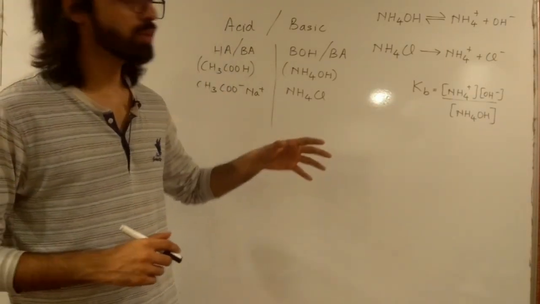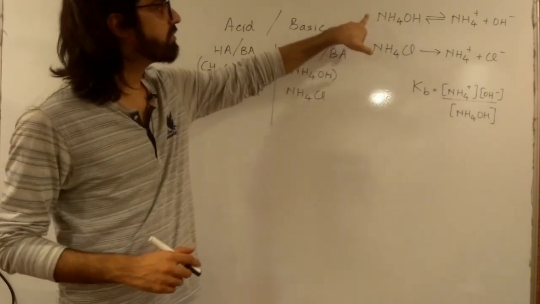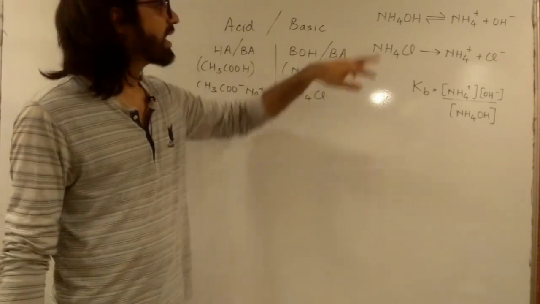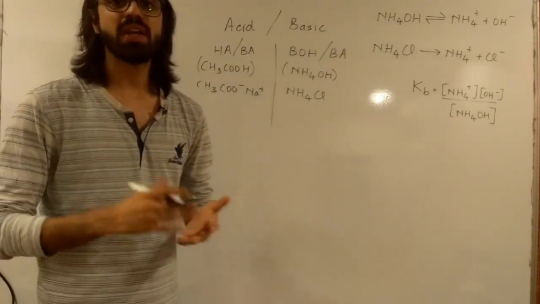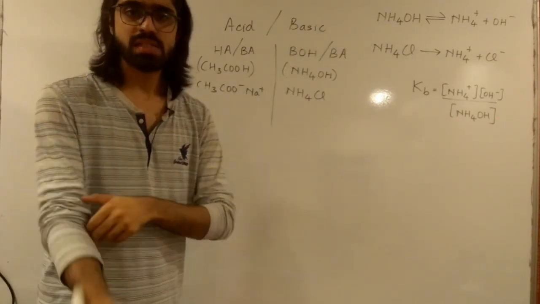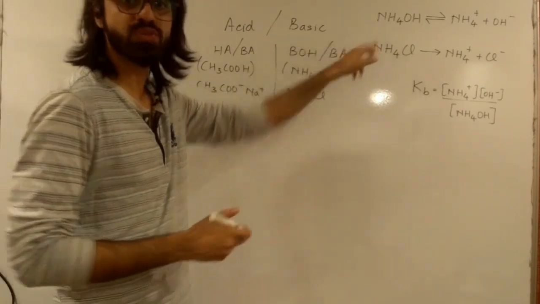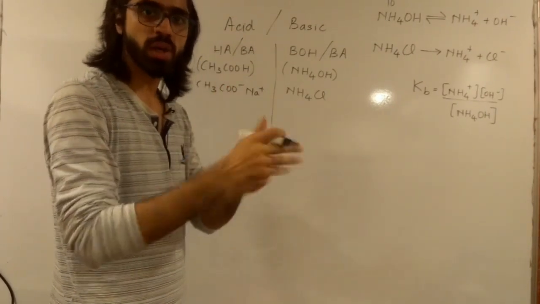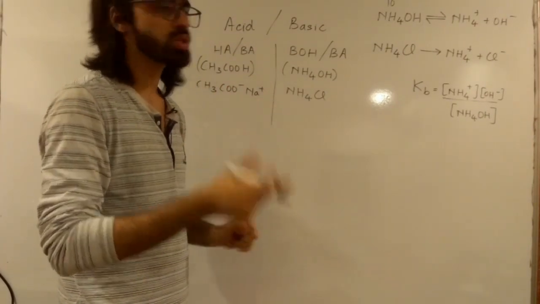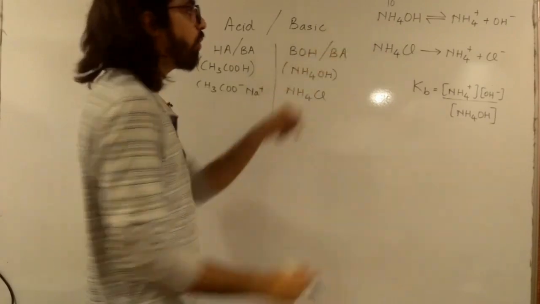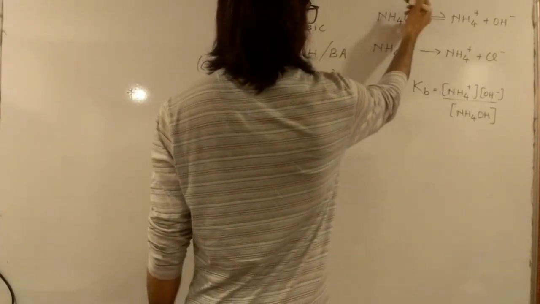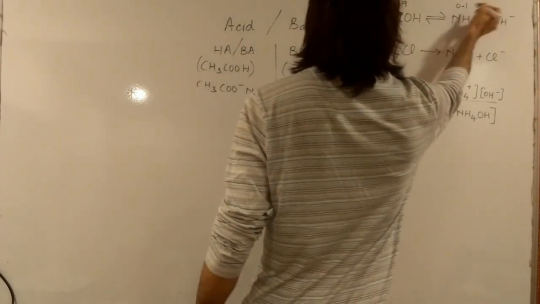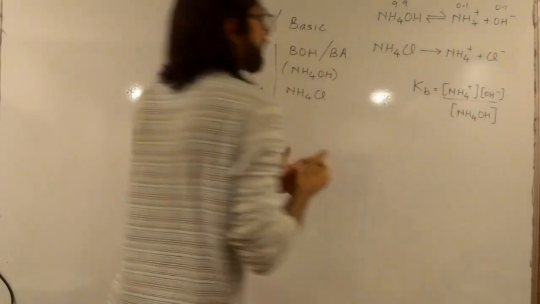Initially we will not take the salt. Initially we will take only the base. If you put the base in water, NH4OH is already a weak base, and that weak base will dissociate very little. Say for example, we have taken 10 moles of NH4OH, and out of 10 moles, 0.1 moles are going to dissociate. Only 0.1 moles dissociate because this is a weak base. If 0.1 moles dissociate, we will be left with 9.9 moles of NH4OH, and we will have 0.1 moles of NH4 plus and 0.1 moles of OH minus.